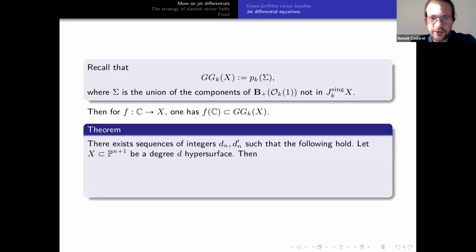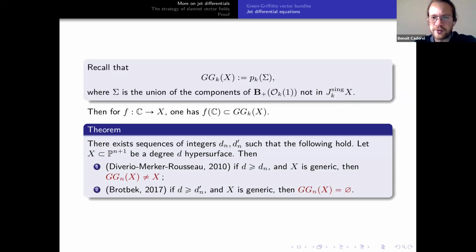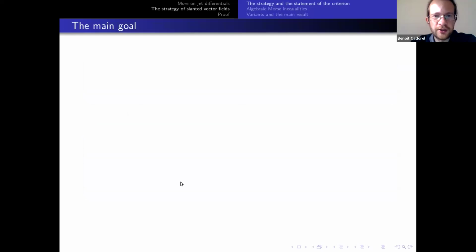And so the content of the theorem, okay, so let me recall that briefly. What was proved by Diverio and Merker-Rousseau was that if you take a hypersurface like that, then either the Green-Griffith locus is not the whole hypersurface or it is empty, depending on whether you have taken D large enough or slightly larger than before. Okay. So now let me explain what was the strategy to prove these results.